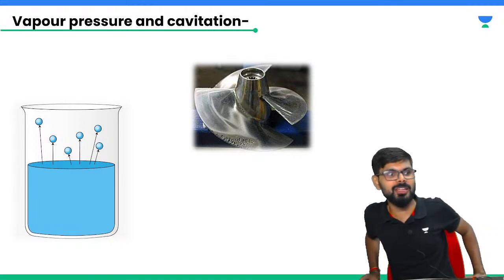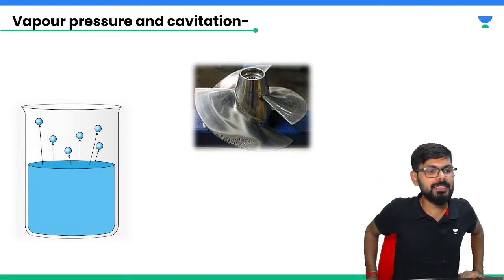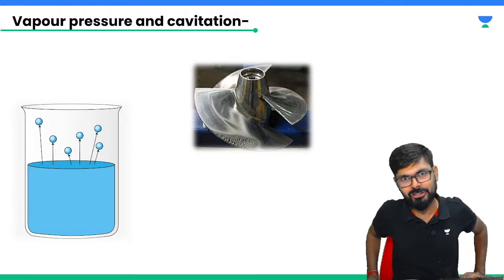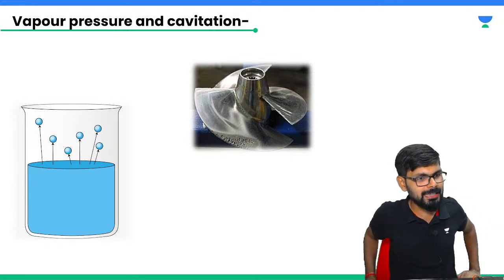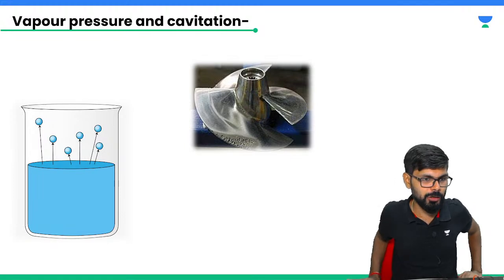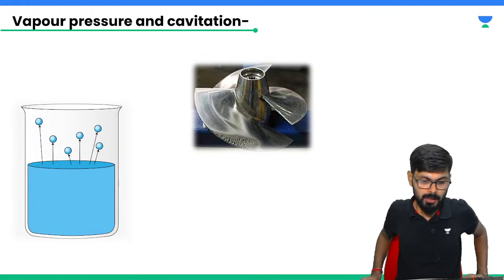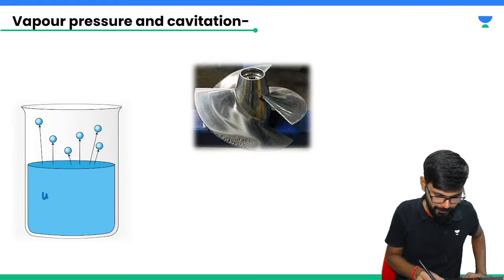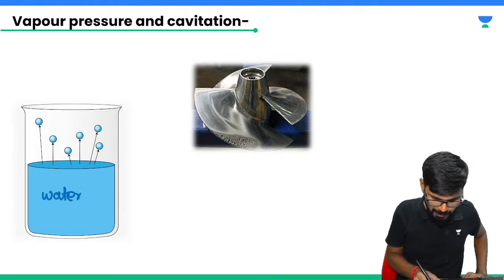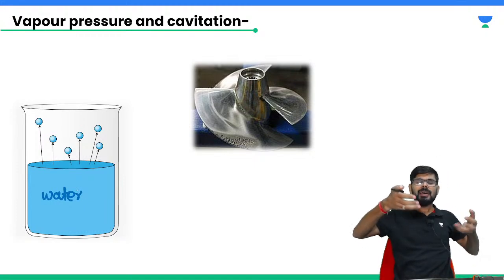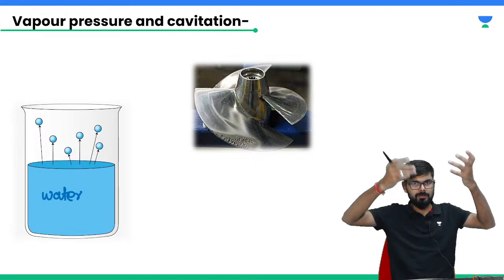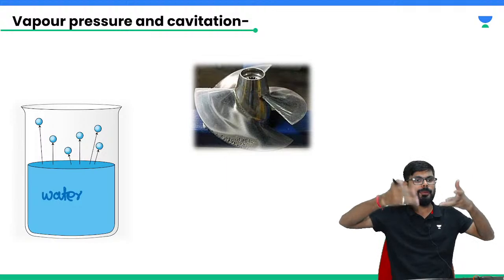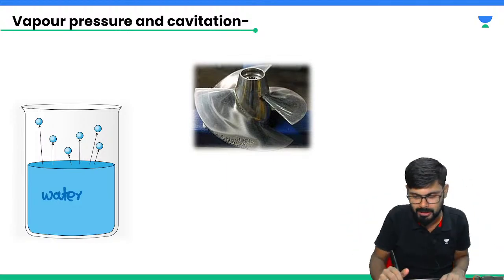Okay, let's come to the next property, that is vapor pressure and cavitation. Please listen here carefully. Here two diagrams you can see. In the very first diagram you can see that some fluid is there. Let's say water we have here, and these water molecules are evaporating continuously. In first diagram you can see that.